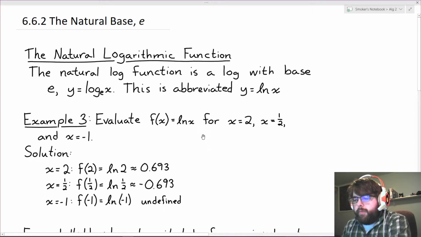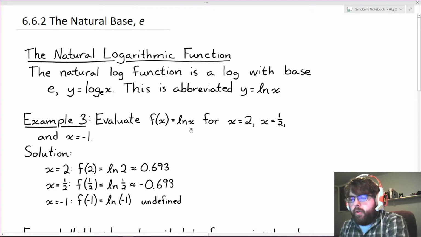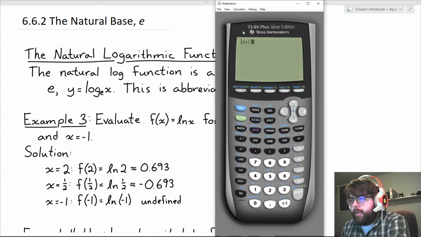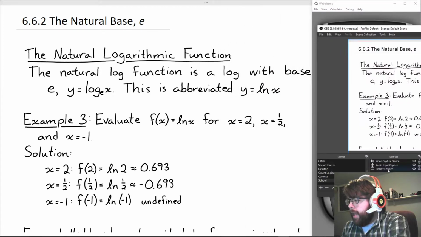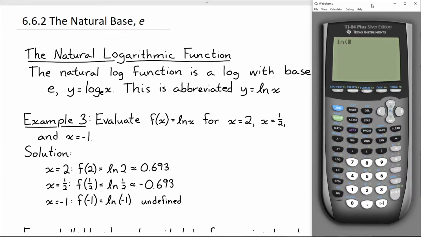These notes shouldn't be too long here. But the first thing we're going to do is just use the natural log function on your calculator. So let me put this over here. Let me turn off my camera for a little. Can you still hear me?